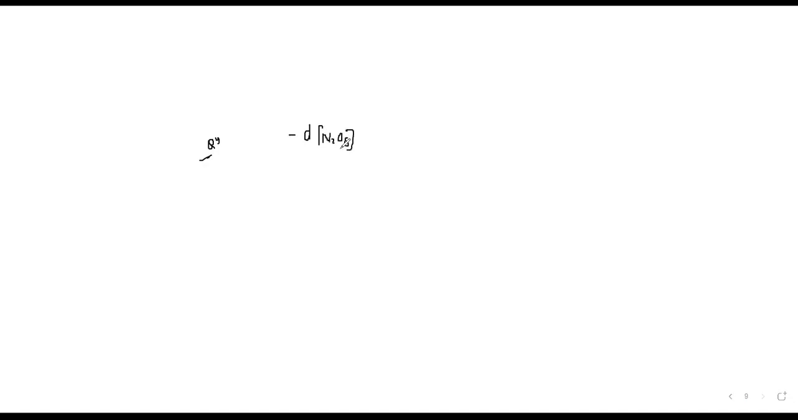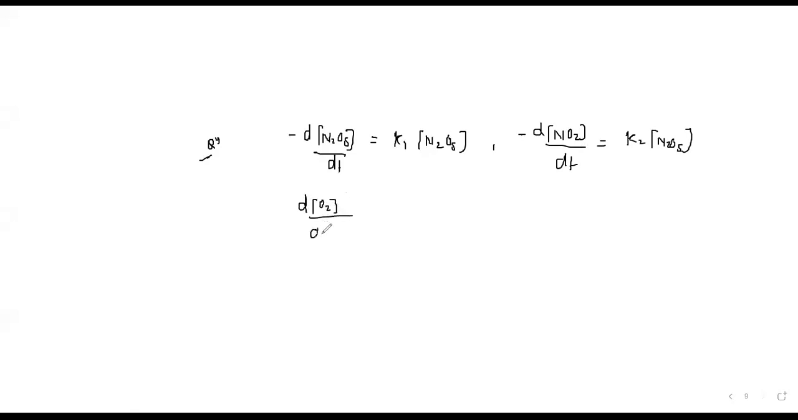Minus d[N2O5] by dt value is equal to k1 into [N2O5]. And minus d[NO2] by dt value is equal to k2 into [N2O5]. Third, it is given that d[O2] by dt value is equal to k3 into [N2O5].